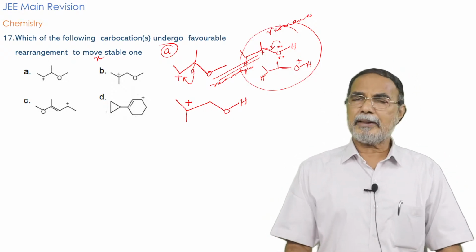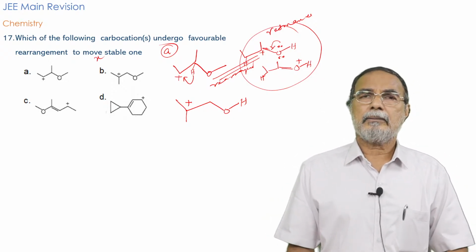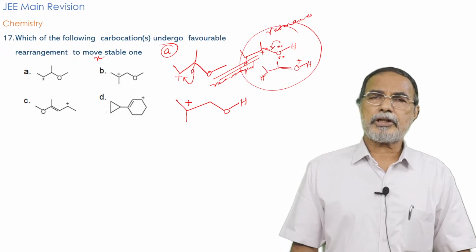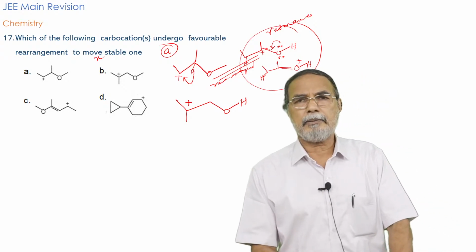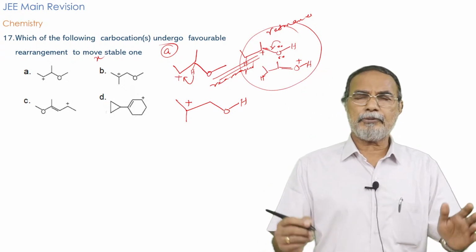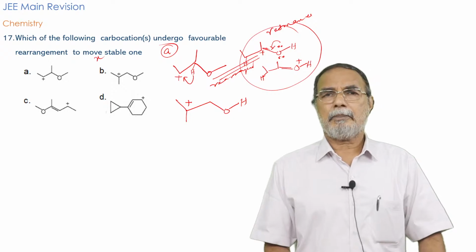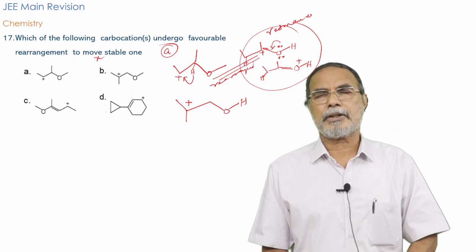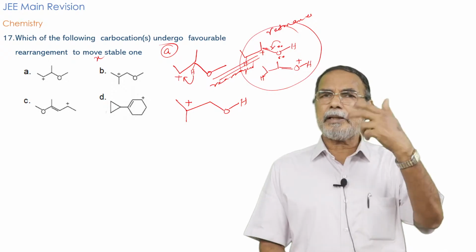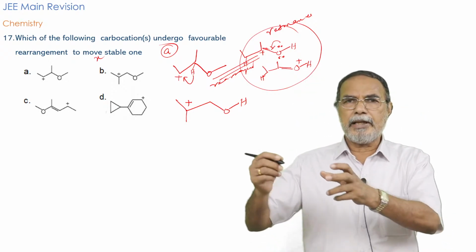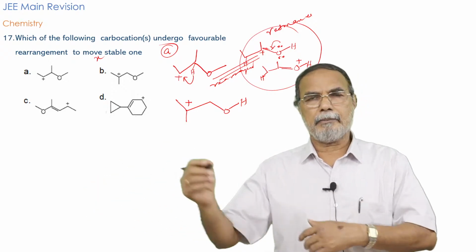And normally we think that the tertiary carbon is stable, more stable than secondary, more stable than primary. That is the usual statement that we study by heart, isn't it? All of you have it in your mind. But there are certain situations in which a secondary carbocation may become even more stable than a tertiary carbocation if the additional stabilizing factor is there.